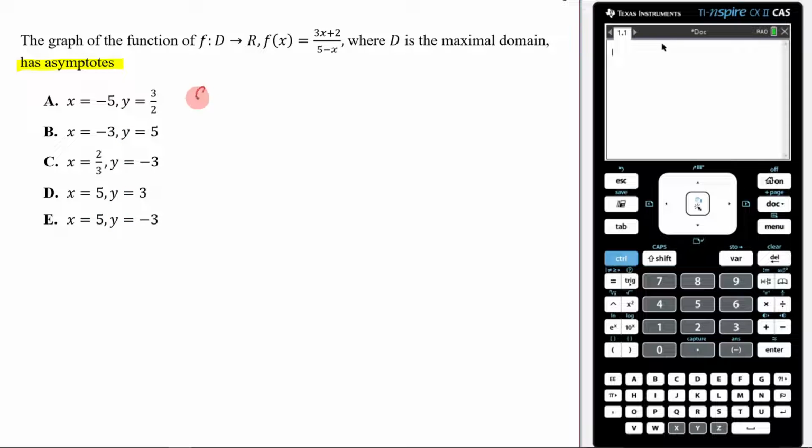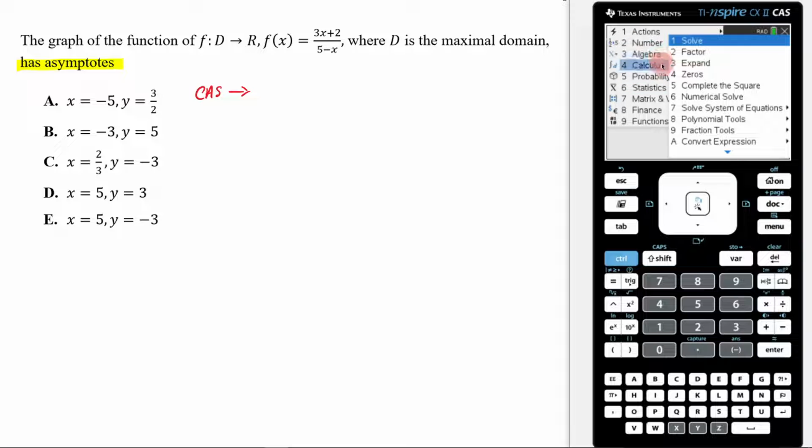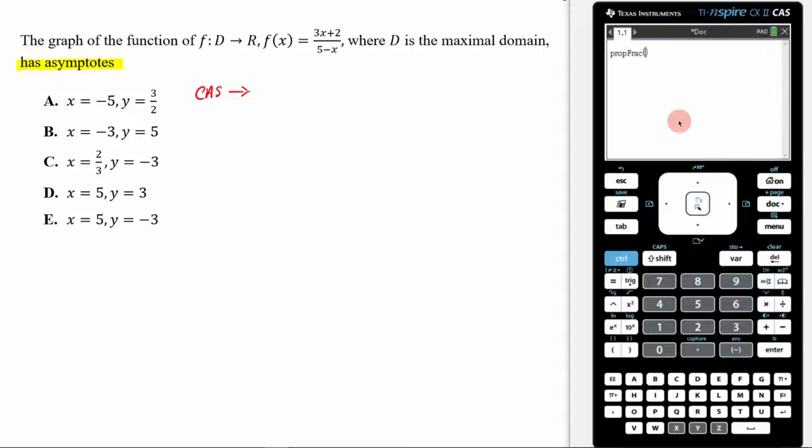The first way I'm going to show you is using your CAS. So what we want to do is put this function into our CAS in a form where we can read off what the asymptotes are. So what you do is you go menu, 3 for algebra, then we come down to fraction tools, 9, and then proper fractions, 1. And then you just type in exactly what you see here. So brackets 3x plus 2, close brackets, divided by open brackets, 5 minus x, close brackets again, hit enter.